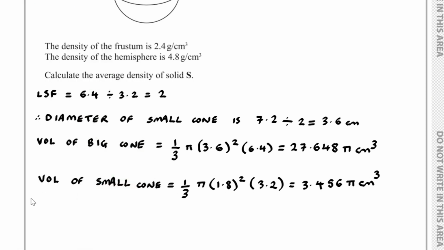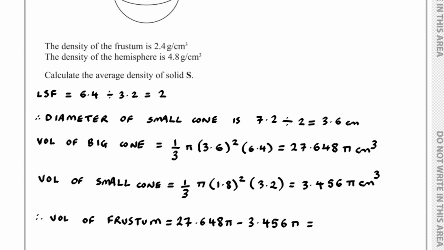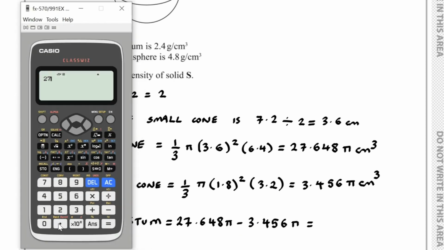And therefore what we can do is find out the volume of the frustum. The volume of the frustum is equal to 27.648 pi minus 3.456 pi. So I've got 27.648 minus 3.456, and it turns out we get 24.192 pi centimeters cubed.